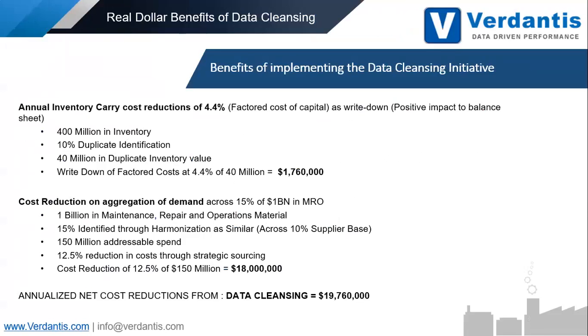So what they were looking at here is, if I've got $1 billion in MRO spend, and I identify 15% as similar, and they are buying it from different suppliers, I can now go back to my supply base with $150 million of addressable spend to get better PVAs. And in their case, they were able to realize 12.5% reduction on that $150 million, which equated to $18 million in savings. So from the data cleansing perspective, they totaled about almost $20 million in savings.